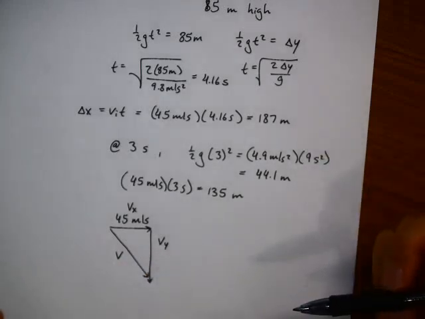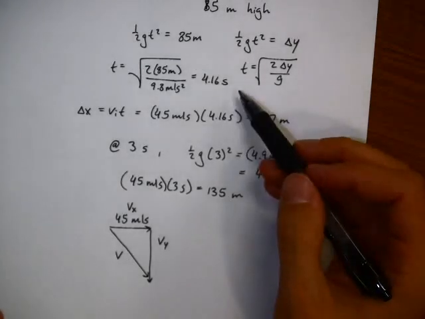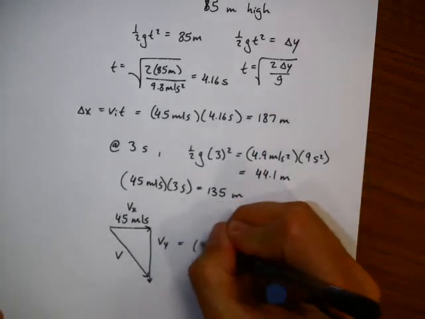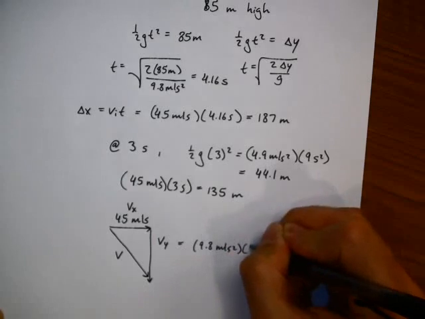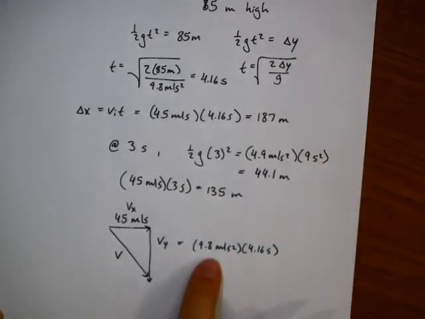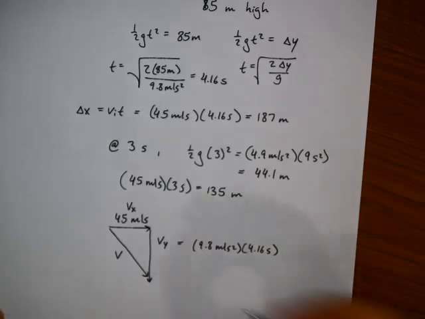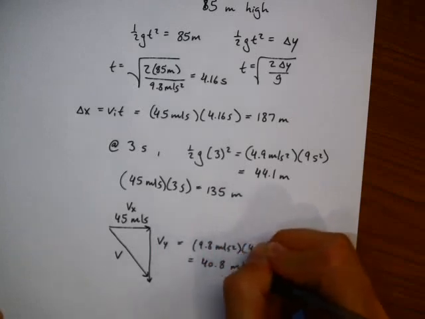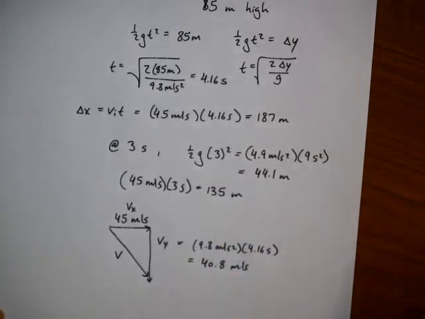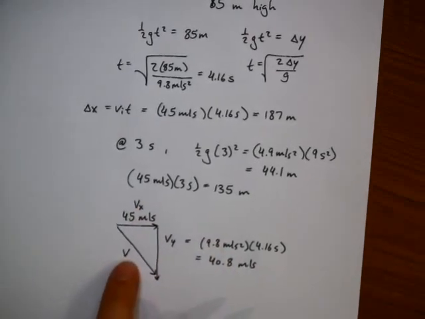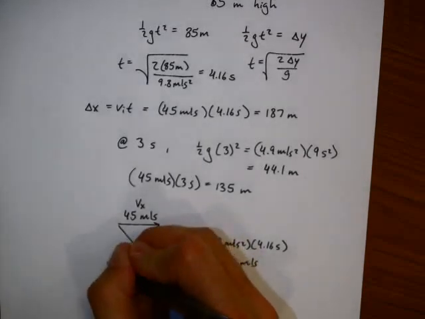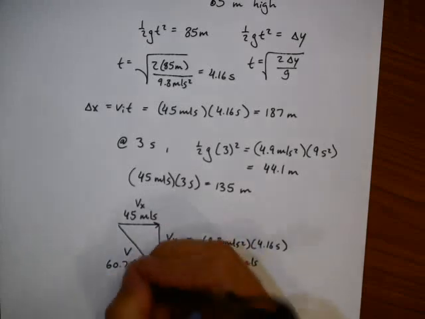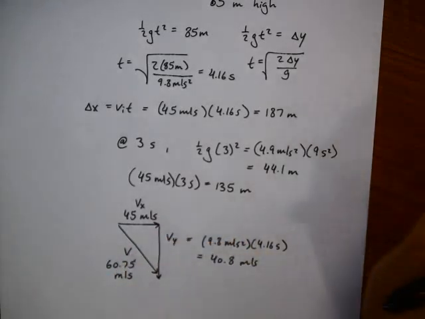An object that falls speeds up by 9.8 meters per second every second. So after falling for 4.16 seconds, the object is going this fast. It goes up by 9.8 every second. So that's our Vy, and that's equal to 40.8 meters per second. My picture is not to scale. A squared plus B squared equals C squared. We find out that the overall speed is approximately 60.75 meters per second, just prior to hitting the ground.